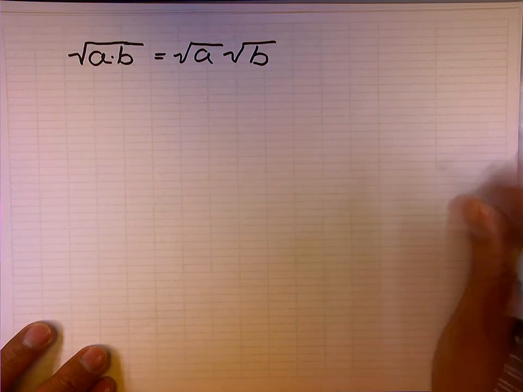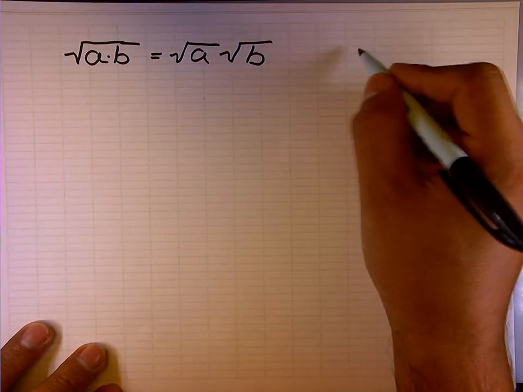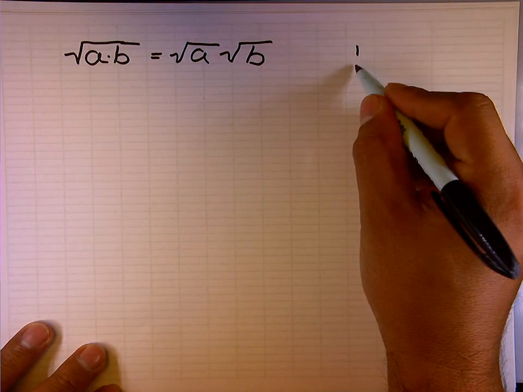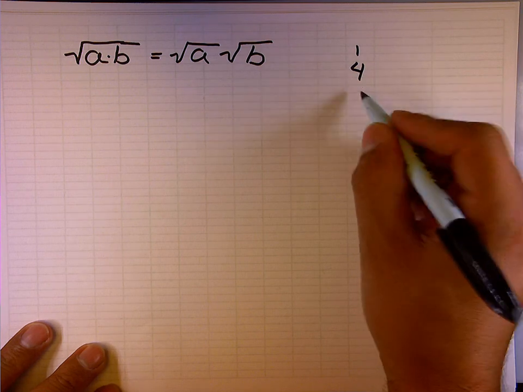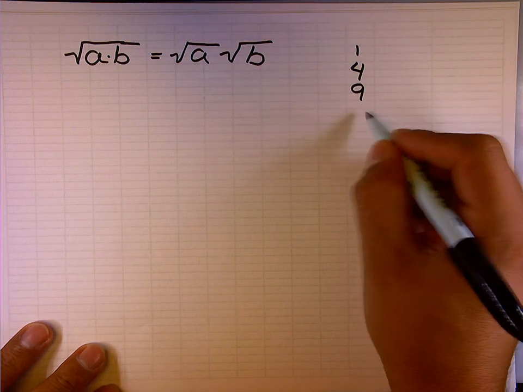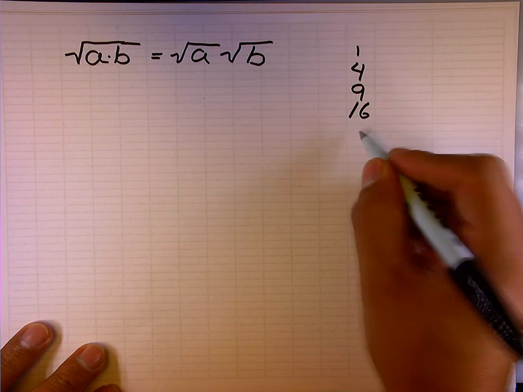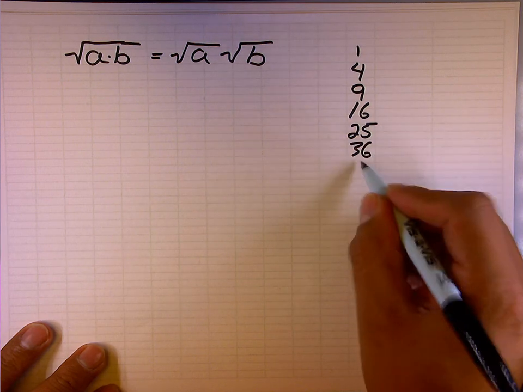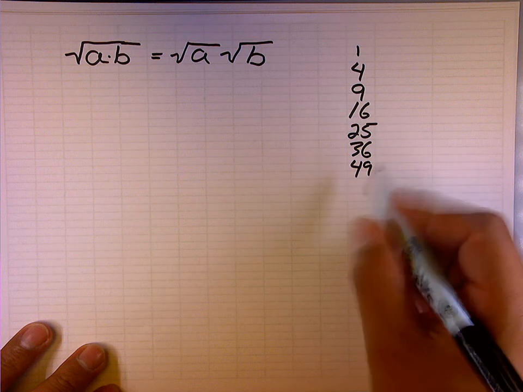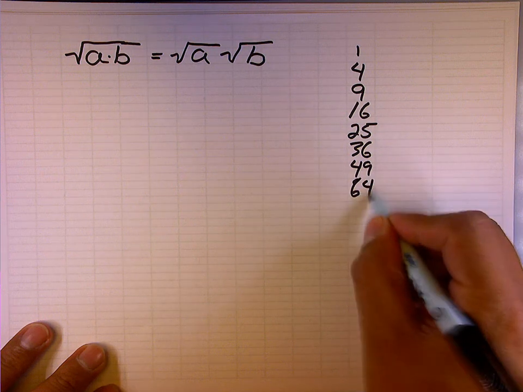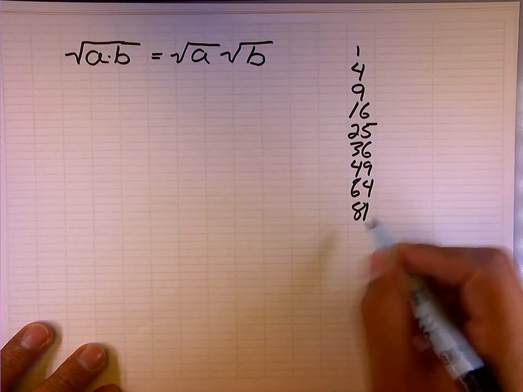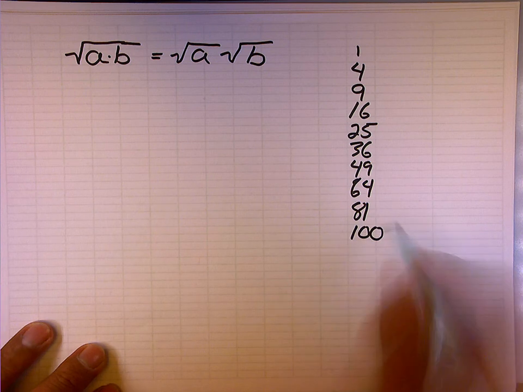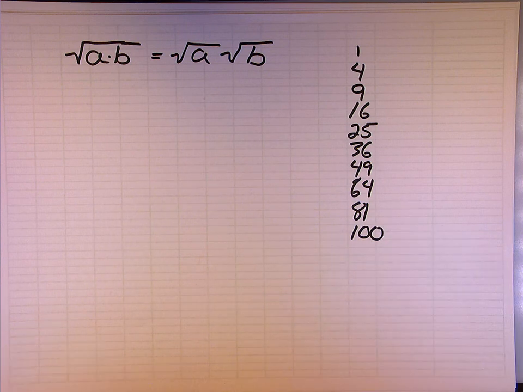And let's go ahead and list some perfect squares to the side. Excellent technique to do. 1 squared is 1, 2 squared is 4, 3 squared is 9, 4 squared is 16, 5 squared is 25, 6 squared is 36, 7 squared is 49, 8 squared is 64, 9 squared is 81, 10 squared is 100. These are all of your perfect squares from 1 through 100.